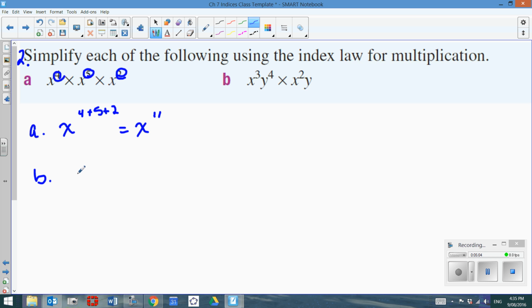For part B, I'm going to end up with x to the third, and then I have another x squared. So those are my x's. So 3 plus 2 are the two indices for my x. For the y, I have a 4, and then I have nothing. So remember, there's always a 1 there. And I wind up with x to the 5th and y to the 5th.